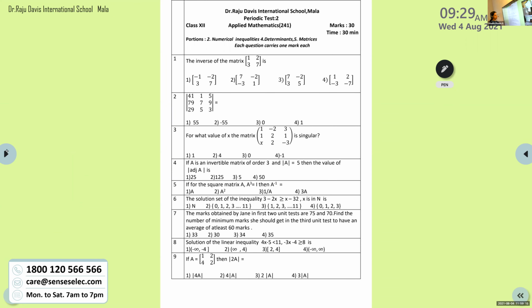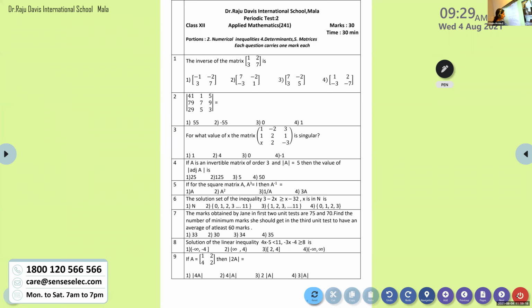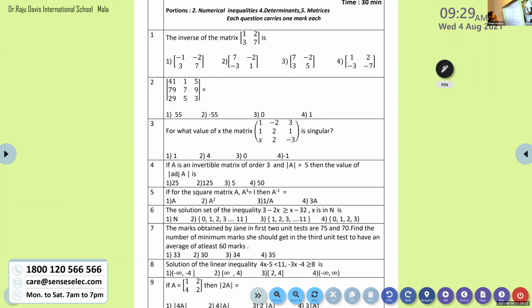Find the inverse of the matrix. You are asked to find the inverse. How will you do this? What is the method? If you write steps and steps, you will not be able to complete the 1 mark questions within the time. I used to insist on this.